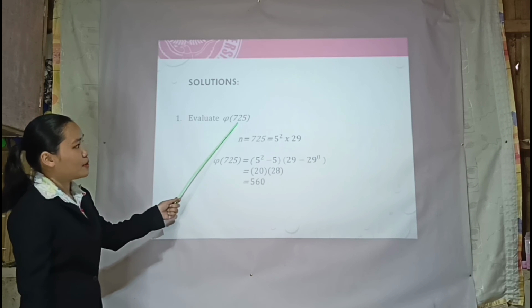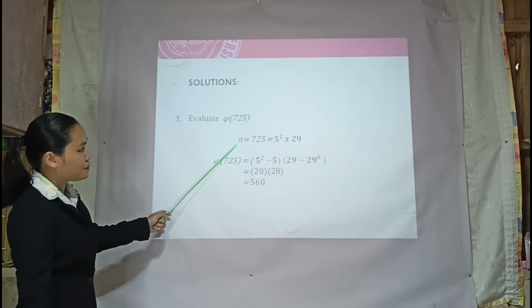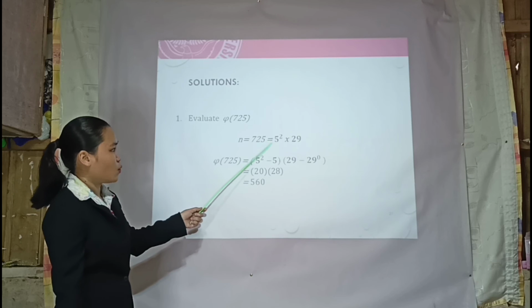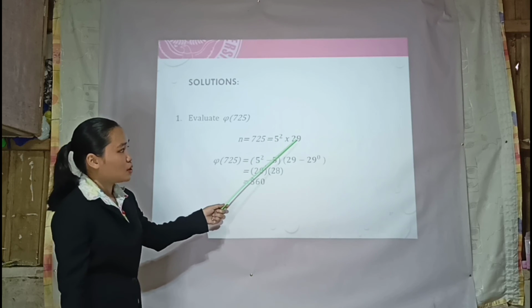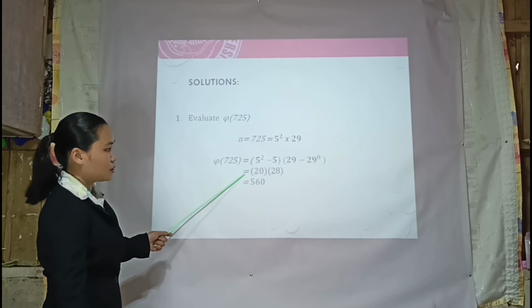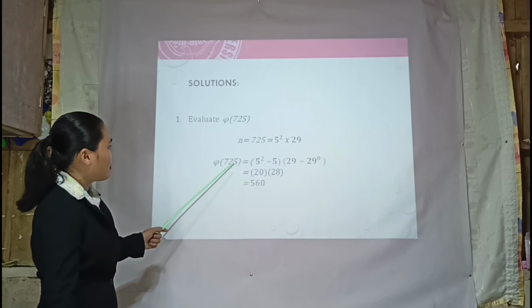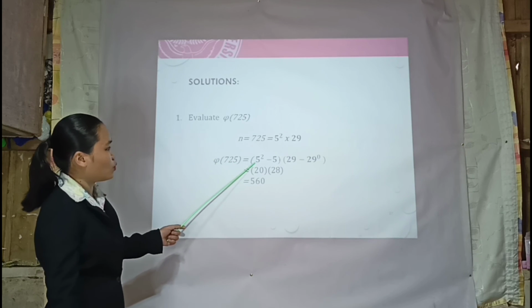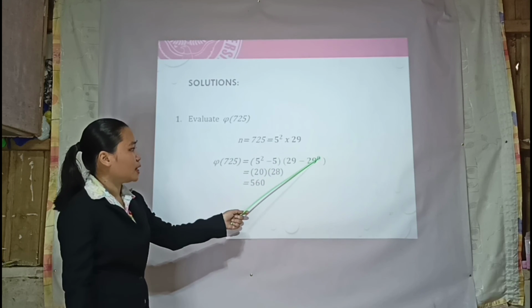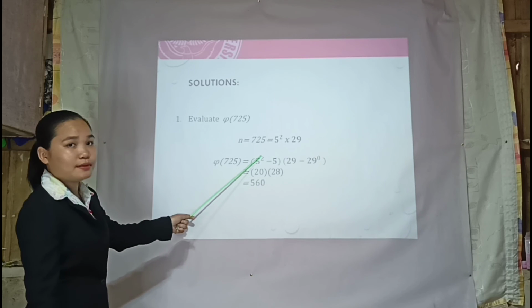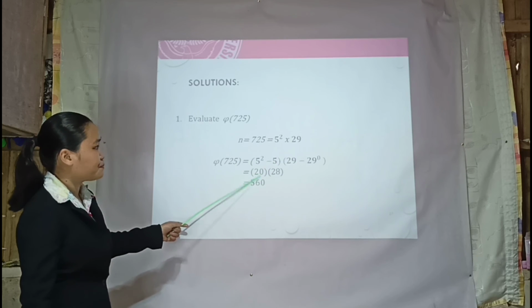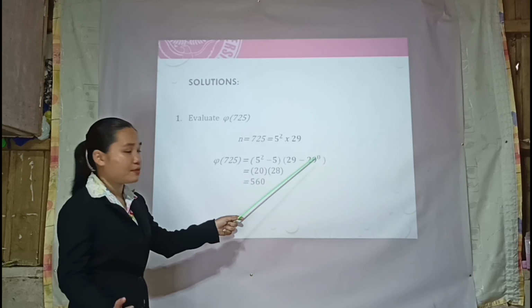evaluate phi of 725. Since our n here is 725, we have to factor it. It is equal to 5 squared times 29. So, phi of 725 is equal to, we will use the formula: 5 squared minus 5, times 29 minus 29 raised to 0. So, 5 squared or 5 times 5 is equal to 25, minus 5. The answer is 20. 29 minus 29 raised to 0.